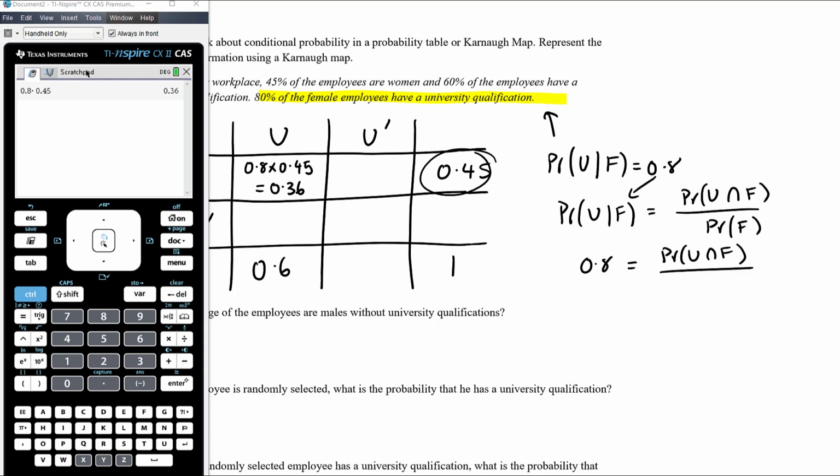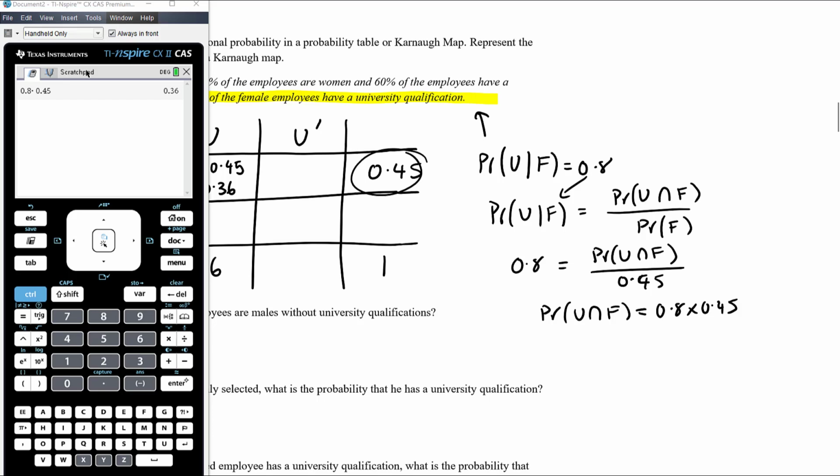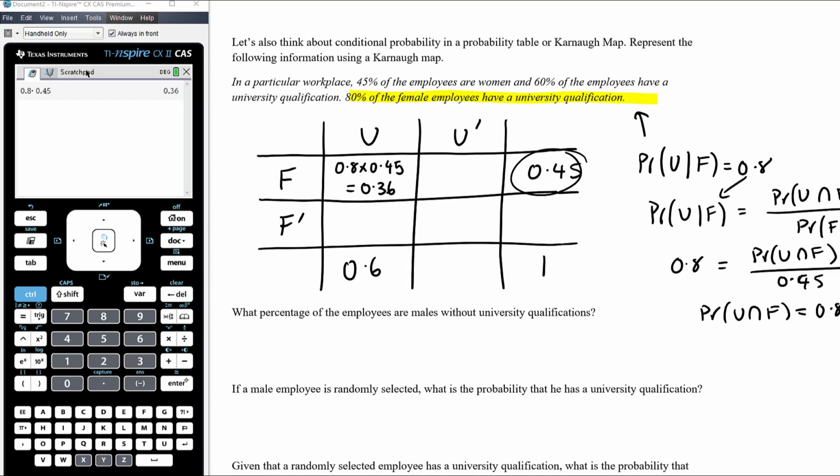And the probability of F is 0.45. So that tells us that the probability of U and F, which is the number we need for the Karnaugh map, is going to be 0.8 times 0.45 when we rearrange that. Okay, and that was 0.36. So that confirms it, but as I said, conditional probability really is quite intuitive.